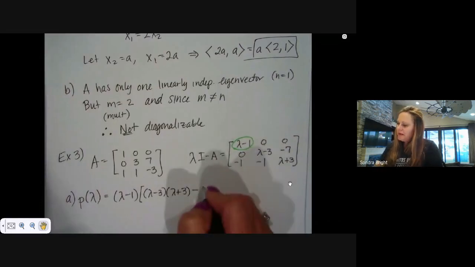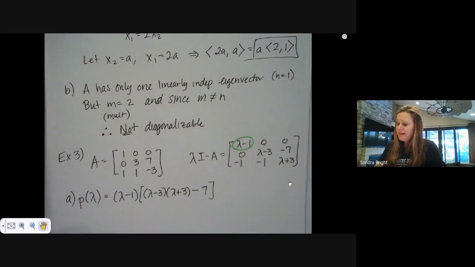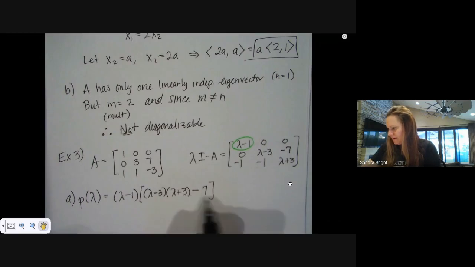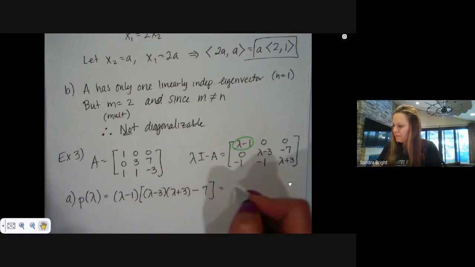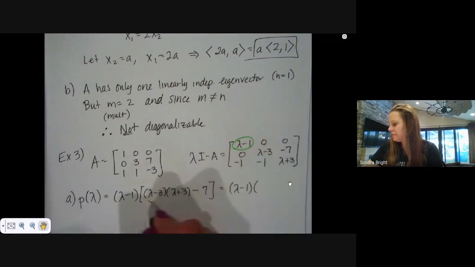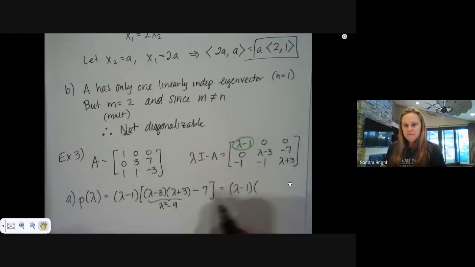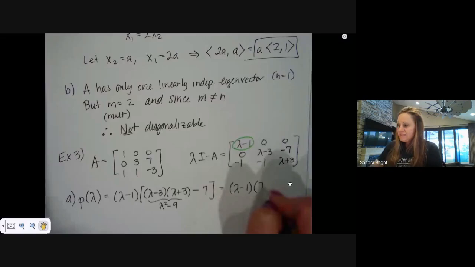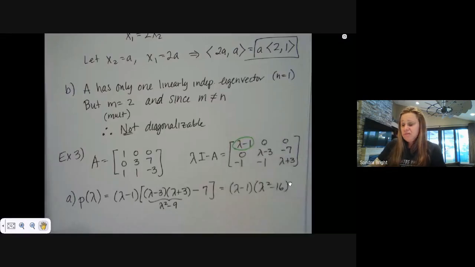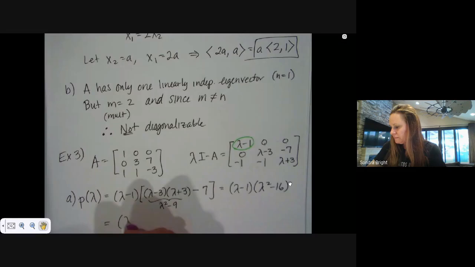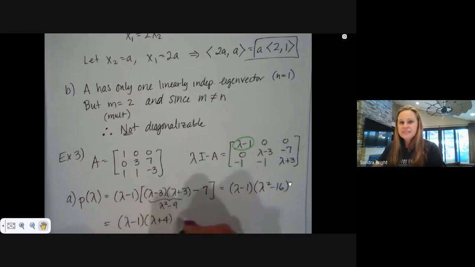Now, that's the difference of 2 squares. So that ends up being lambda squared minus 9, and then minus 7. So that's nice, right? Do you remember that this would be lambda squared minus 9, and then minus 7. So lambda squared minus 16. And then that's the difference of 2 squares, so that factors. We'll go lambda minus 1 times lambda plus 4 times lambda minus 4, and we want when this is equal to 0.